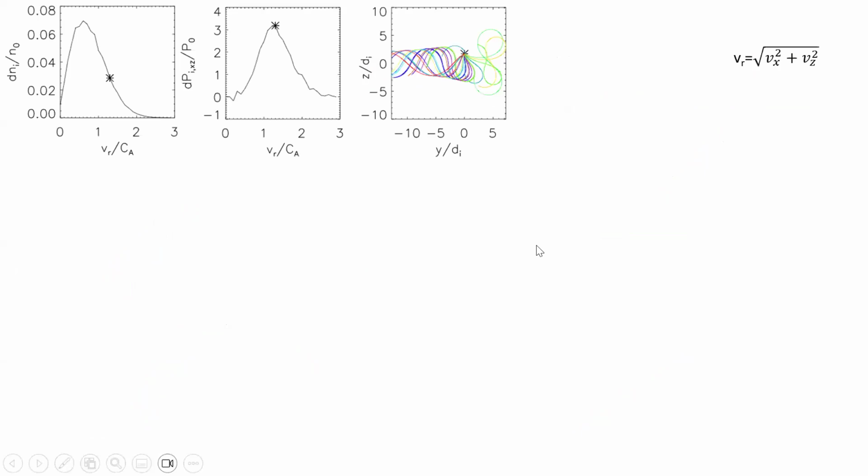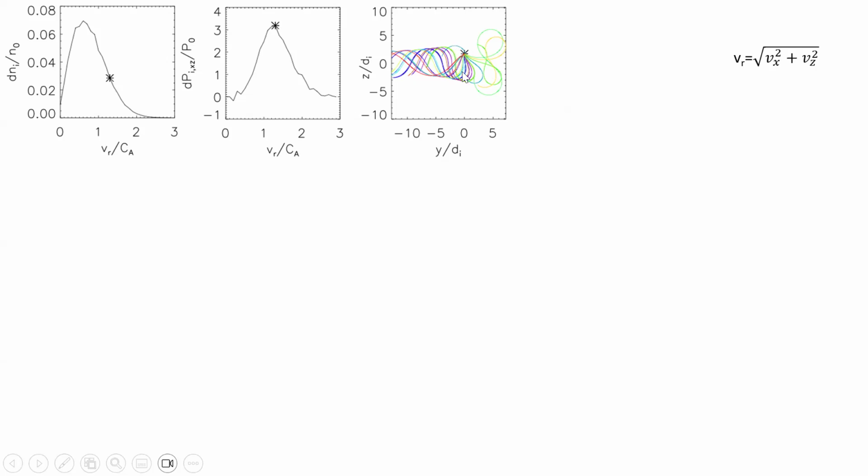To understand the plasma kinetics here, since this is an agyrotropic plasma, we consider the following plots. VR is the in-plane velocity, which in GSM you can think of as Vx squared plus Vz squared. This shows the contribution to the total density as a function of VR. And this is the contribution to that off-diagonal pressure component. And you see that the ions producing the largest contribution to the pressure are superthermal ions, in fact.